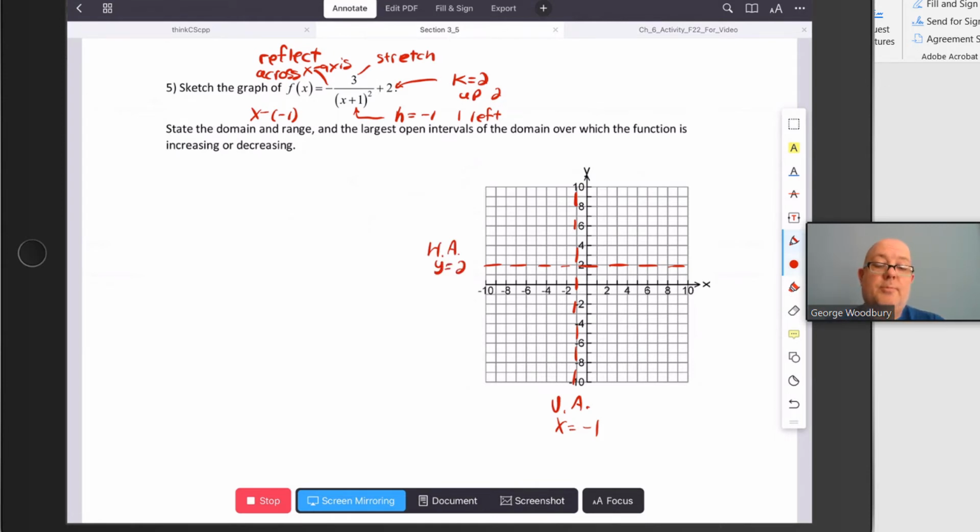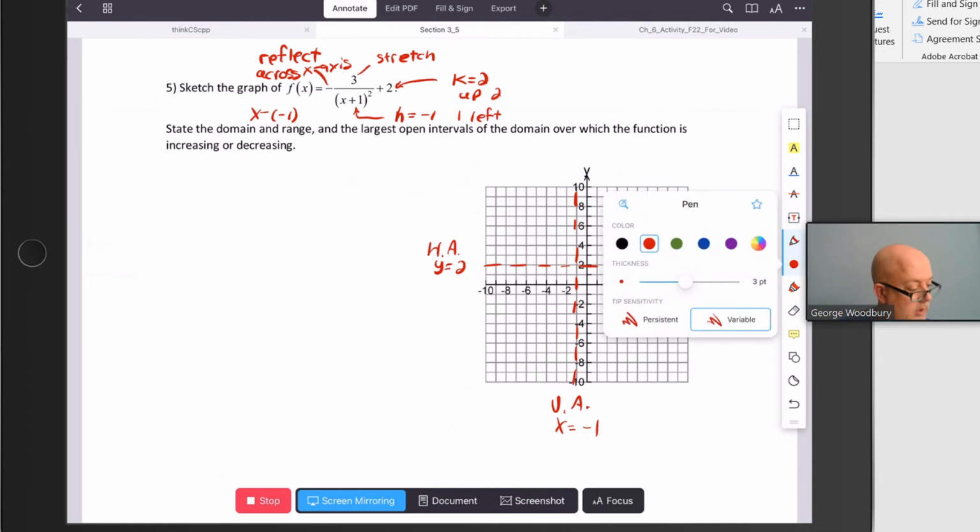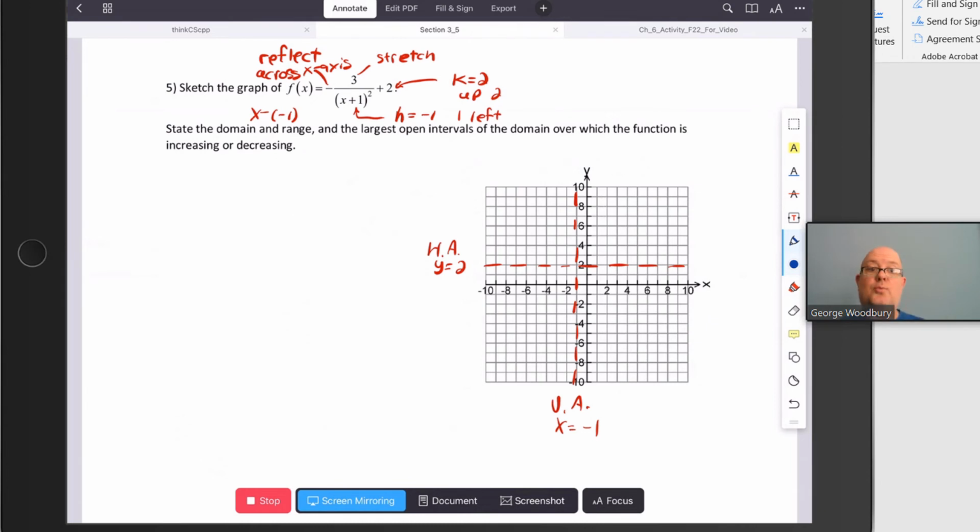Already I know that my domain is everything except for negative 1, but for my range, I don't know if this is going to be graphed above or below. Actually it's going to be graphed below because of the reflection. So we're going to be working in the bottom two quadrants. Let's start with some values for x. I'm going to work on the right-hand side, then use symmetry to get the left-hand side.